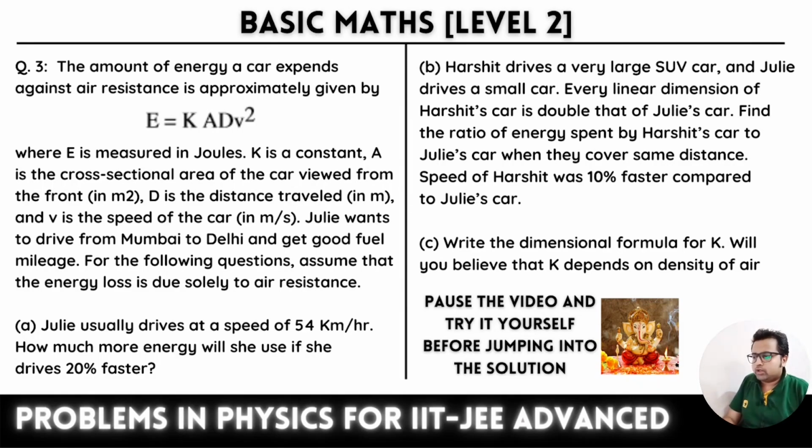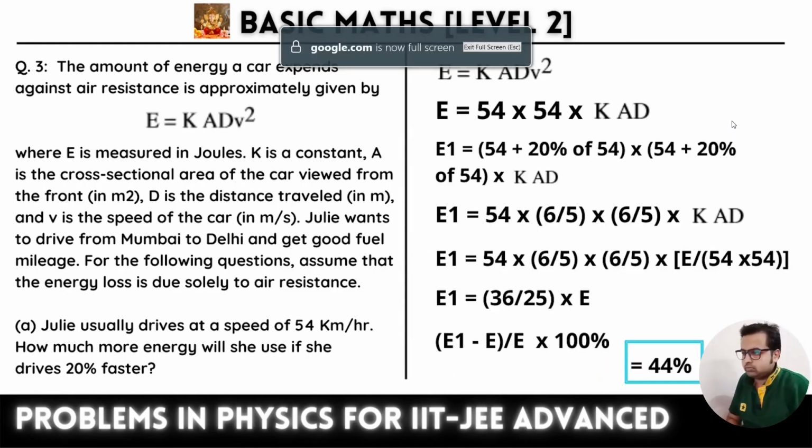Okay, so in the C part, they are asking, write the dimensional formula for K. That is capital K. In the equation, capital K is given, so you have to find the dimensional formula for K. Will you believe that K depends on density of air? Okay, so definitely pause the video and try it yourself before jumping into the solution.